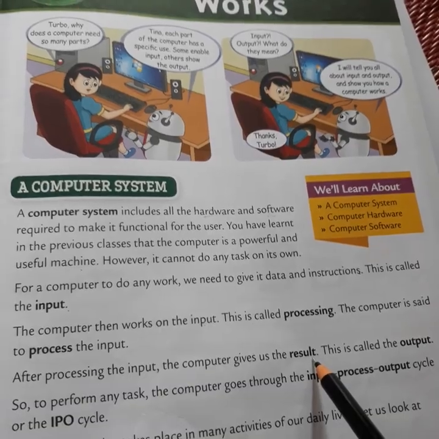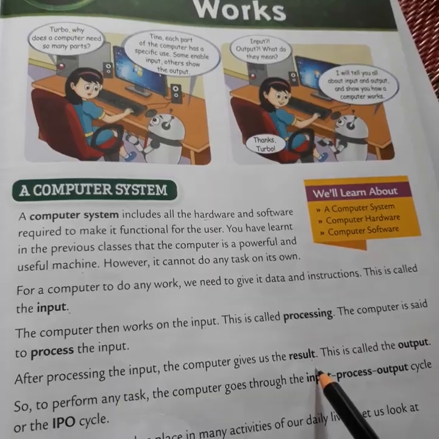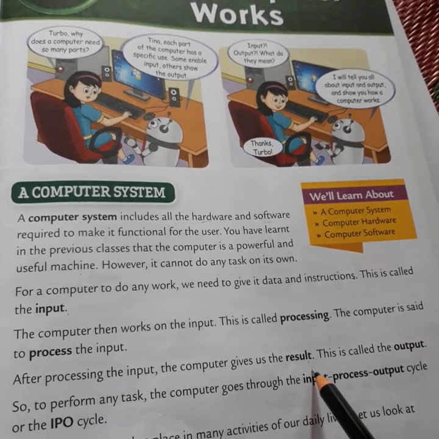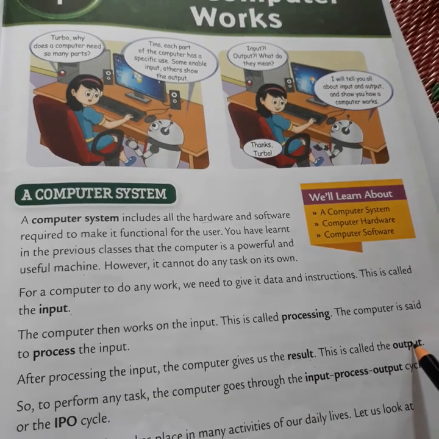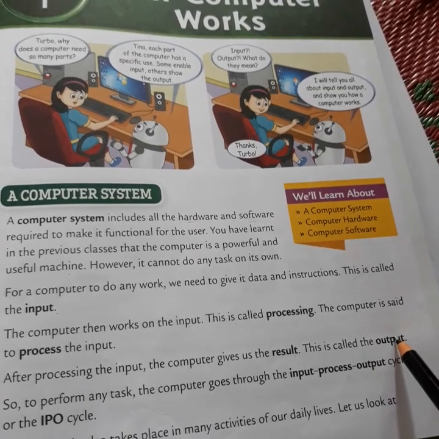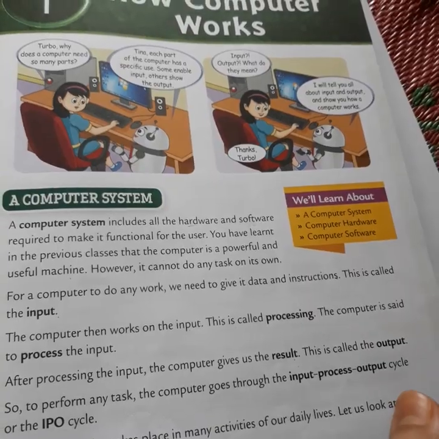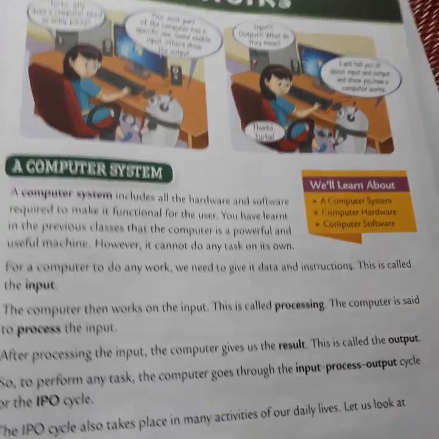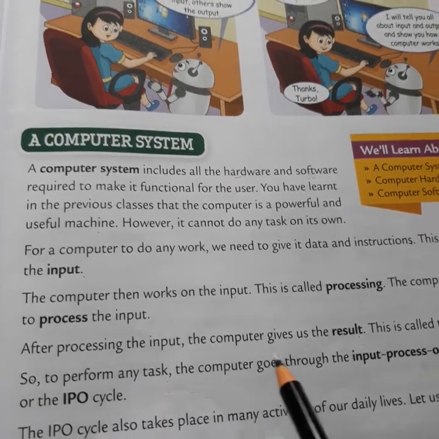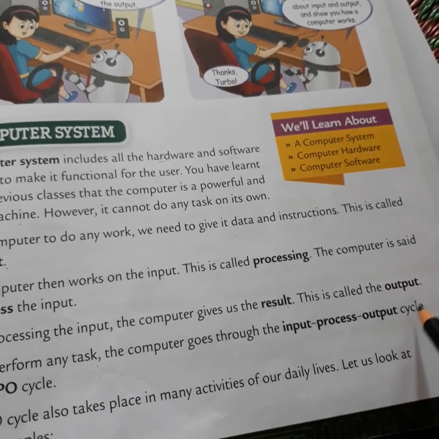So from where can we see the result? Of course, the monitor. After processing, the CPU transferred the result to the monitor and from there we can view the result. So this is called output. So here we have understood that computers have three functions, that is input, then processing and then output. So to perform any task, the computer goes through the input, process, output cycle, that is the IPO cycle.